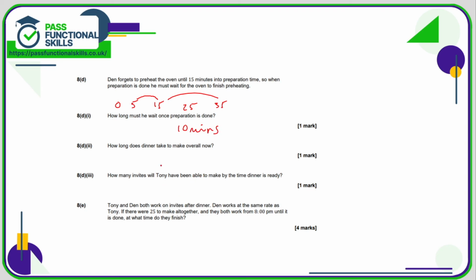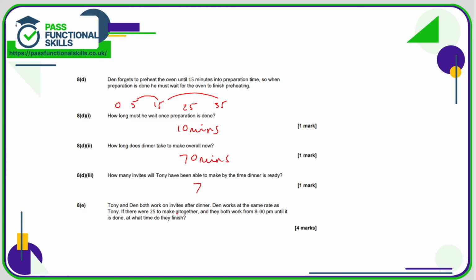How long does dinner take to make now? Well, we've established there's a 10-minute delay. It was going to take 60 minutes originally, so now it is 70 minutes. How many invites will Tony have been able to make by the time dinner is ready? Well, he was working at a rate of 1 invite for every 10 minutes, so now he'll be able to do 7 invites.